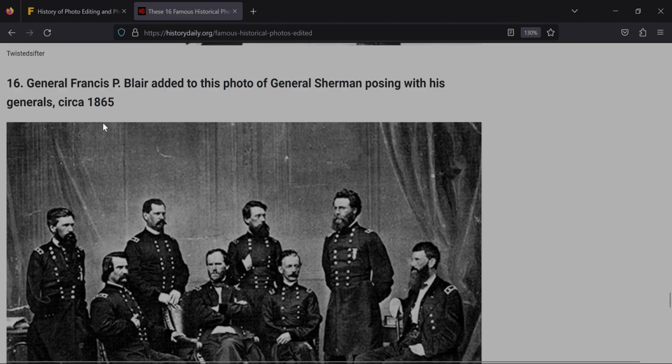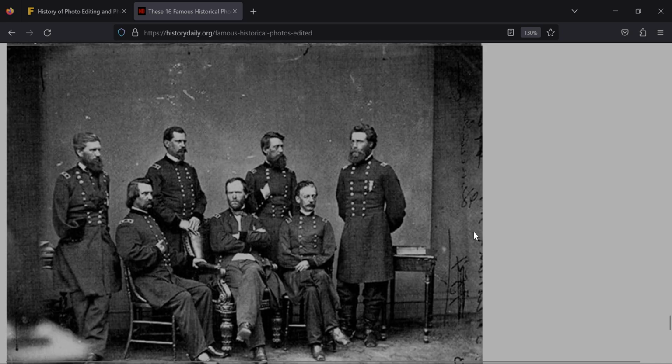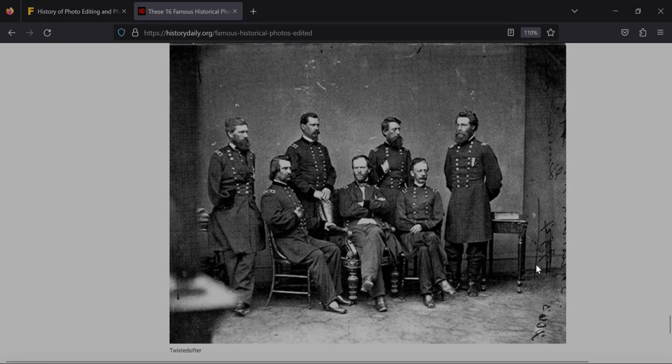And this one, which is the last one, says General Francis P. Blair added to this photo of General Sherman posing with his generals, 1865. So this is one image, and here is the other. So this is General Sherman and his generals, and this is General Francis P. Blair, who wasn't actually in the image. They just added him later.